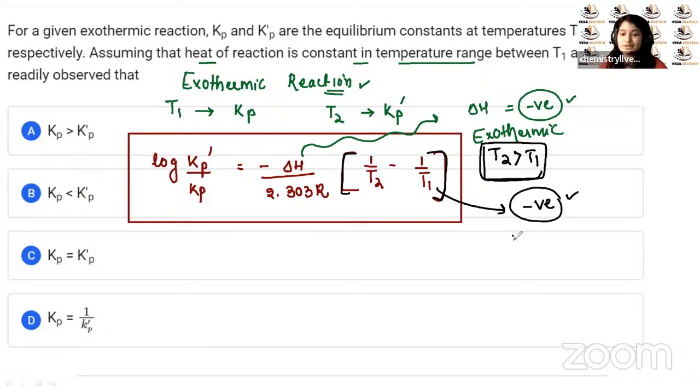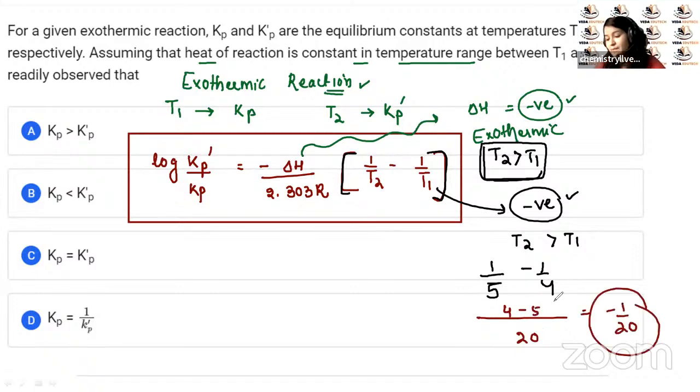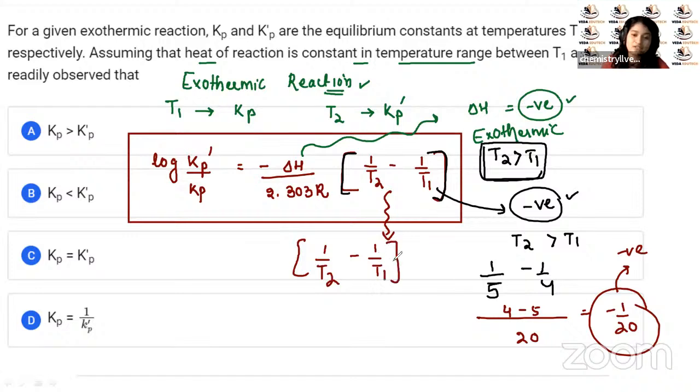How, children? Suppose your T2 is greater than T1, then if I write, for example, 1 by 5 minus 1 by 4, when you solve this, the denominator is going to be 20, this is going to be 4, this is going to be 5. So you get minus 1 by 20. So this is negative, right? So 1 by T2 minus 1 by T1 is negative. So this much is clear to everyone.